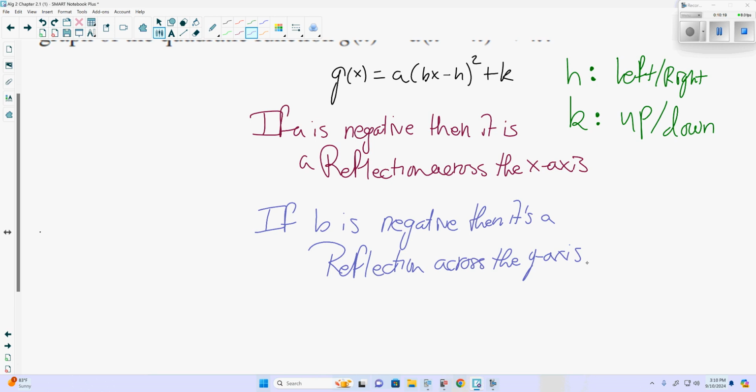If there's a negative being multiplied in front of the parentheses or in front of our x without parentheses, it's across the x-axis. If that negative is being multiplied by our x inside the parentheses, it is across the y. Is this example two transformations? Yes.